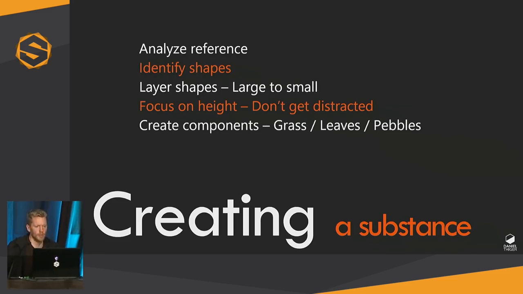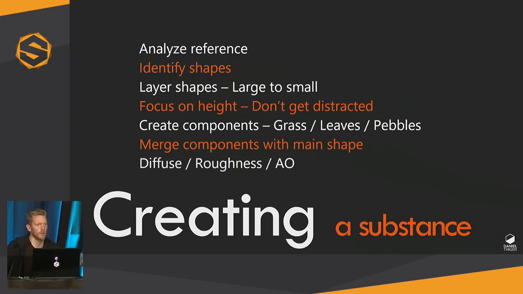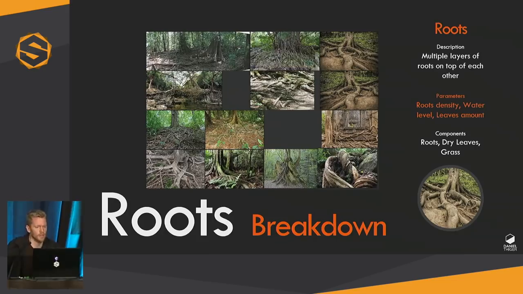And then you create subcomponents like grass and leaves, and you combine those with your main shape. And finally, you go in and you start messing around with your diffuse, AO, and roughness. So one of my favorite materials that I created for this signature series drop is the roots material, so that's the one we're going to break down.